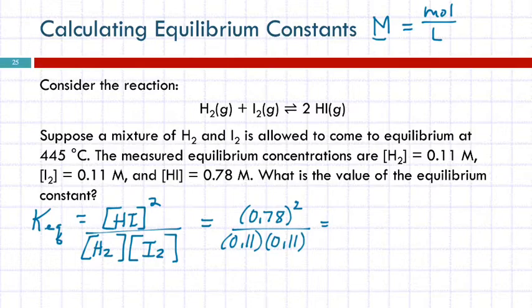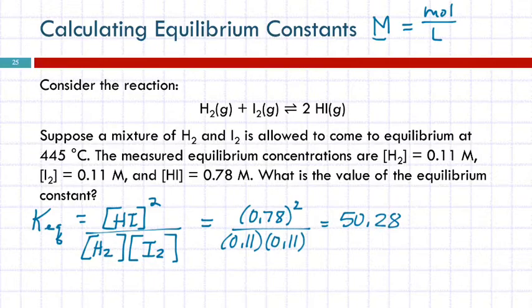So when you're doing this, again, we're dividing by two different things, so be careful with that. So 0.78 squared divided by, now open the parentheses, 0.11 times 0.11, close the parentheses, and press equals. My calculator cell phone is showing me 50.28 and a bunch of other digits. Did I do that correctly?